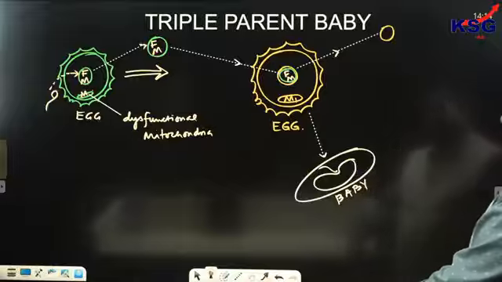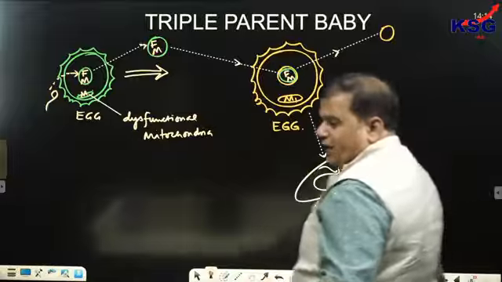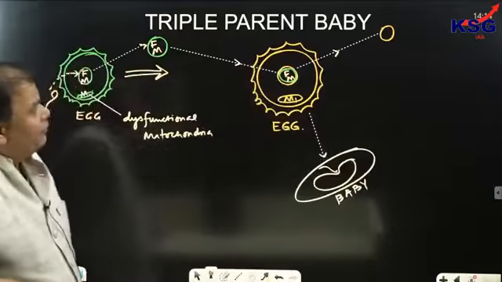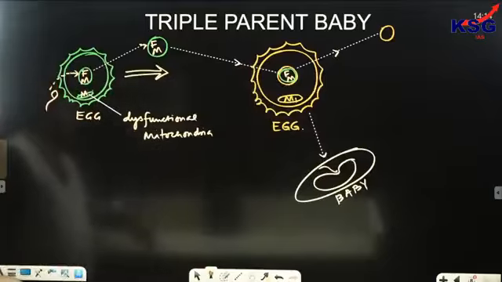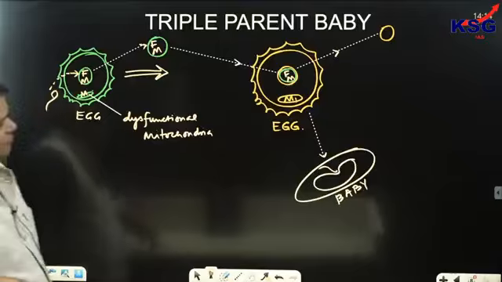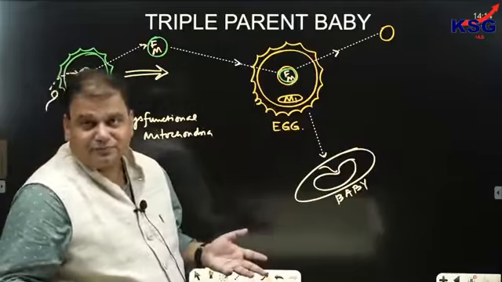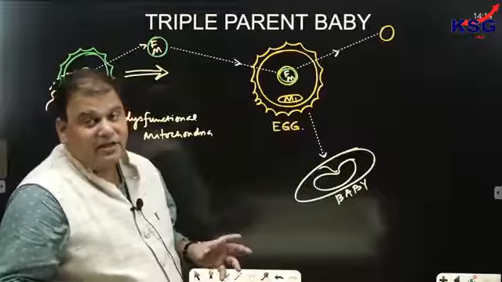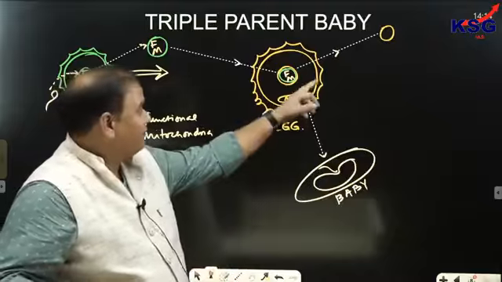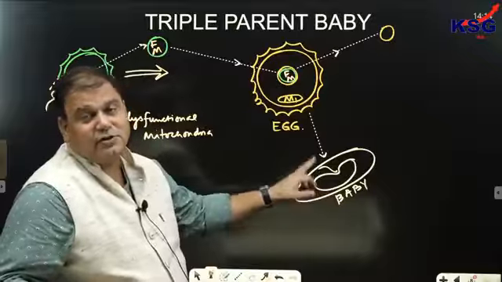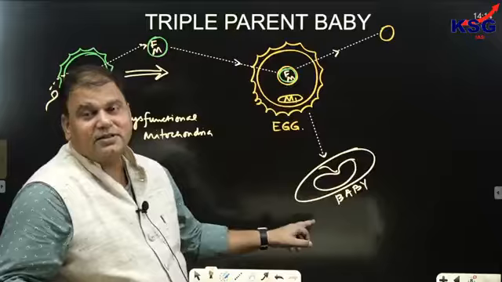But the problem is that she would be having one father and two mothers. Clear? And that is what is called a triple parent baby. So the womb can be that of the first mother, second mother, or surrogate mother. But remember that this is not surrogacy. The second mother has a genetic connection with the child because her mitochondrial DNA is present in the child.